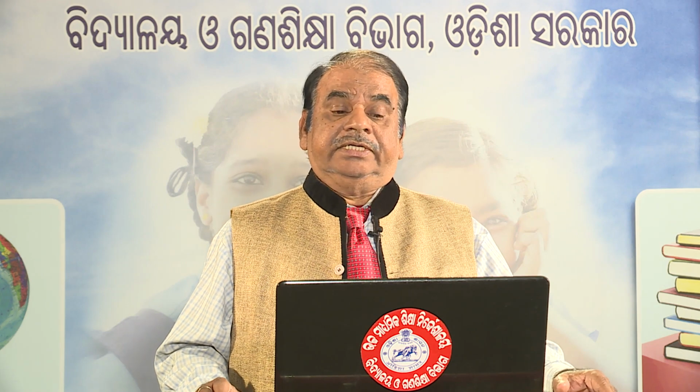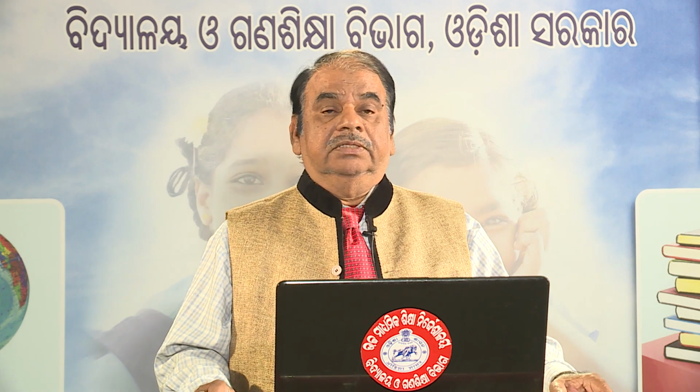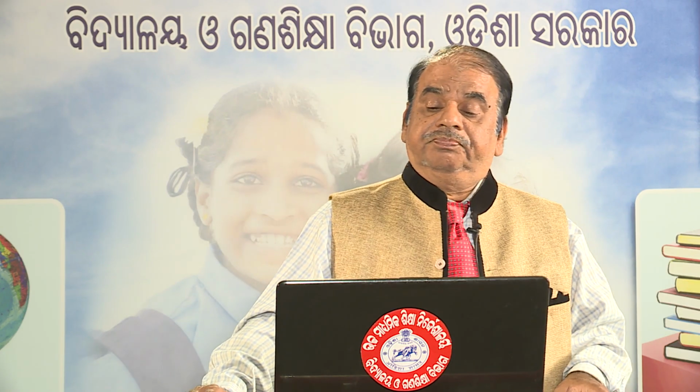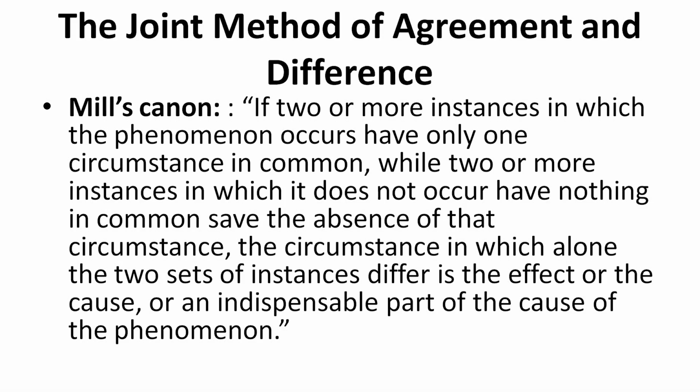Mill has given the canon for this method in the following manner: if two or more instances in which the phenomenon occurs have only one circumstance in common, that means it refers to the positive set, while two or more instances in which it does not occur have nothing in common save the absence of that circumstance, that means we are talking of the negative set, the circumstance in which alone the two sets of instances differ is the effect or the cause or an indispensable part of the cause of the phenomenon.